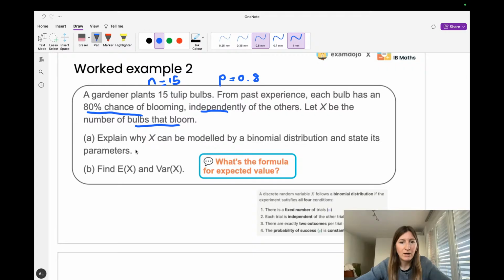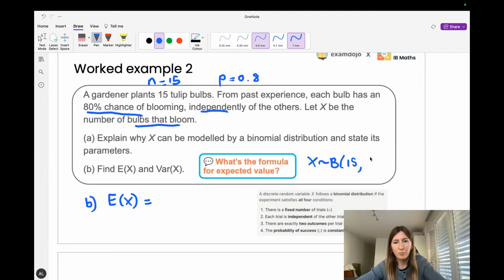So again, explain why it can be modeled. We have a fixed number of trials. Each trial is independent, 2 outcomes, blooming or not, and the probability is constant. All trials met. Okay. Let's go to B. All right, find E of X. That was our expected value. Let's start by writing that we have X is distributed binomially with trials 15 and probability being 0.8.